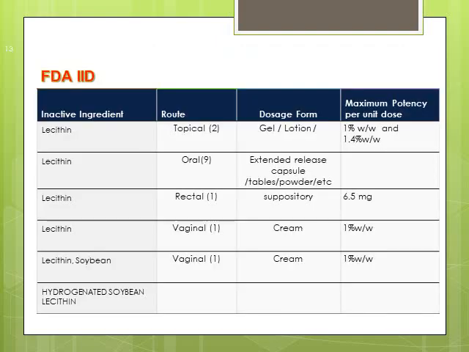This is almost the last slide that I'm showing you, the FDA IID database. Lecithin is mentioned in a number of different dosage forms: topical, oral, rectal, and vaginal creams. And there are 3 different types of lecithin mentioned: the regular lecithin, the soya bean lecithin, and hydrogenated soya bean lecithin. So these 3 types.